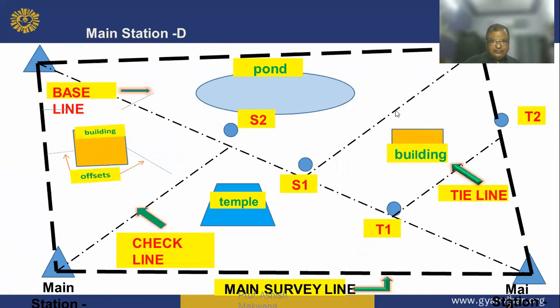Now it is the main survey line. This is the baseline. So what is the baseline, my dear boy? Actually, it is the imaginary line we are making from the start where you have started. That is called the baseline.